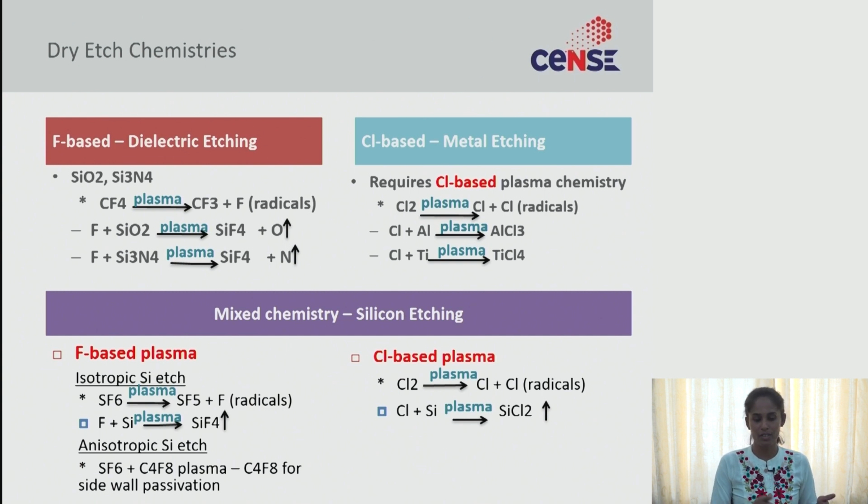When you use SF6 to etch silicon, it will form SiF4, but you will end up with isotropic profiles. With SF6 gas, if you want to achieve an anisotropic profile, we add something called C4F8 gas into the chamber, so that C4F8 acts as a polymer and passivates your side walls, so that we can get anisotropic profiles. Same thing with chlorine gas and silicon. When the chlorine radical reacts with silicon, it forms SiCl2 volatile byproduct. Okay, these are the different chemistries we are using in the dry etching process.